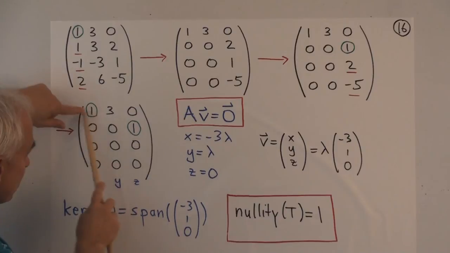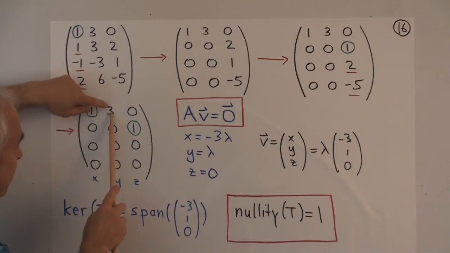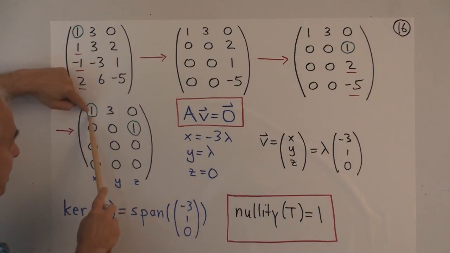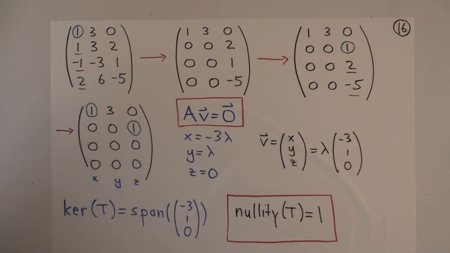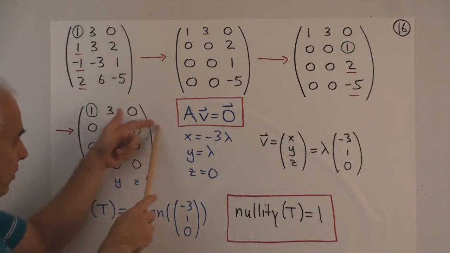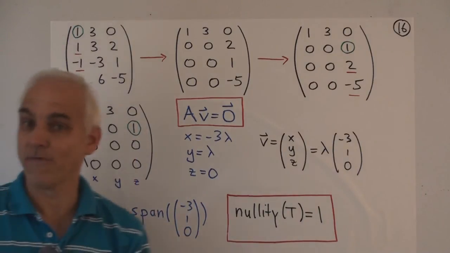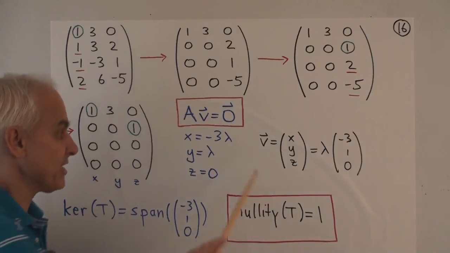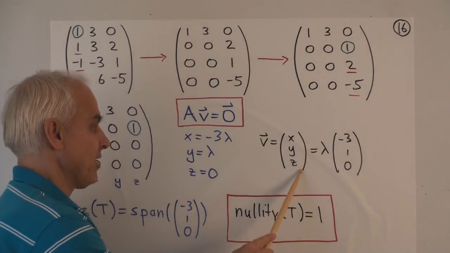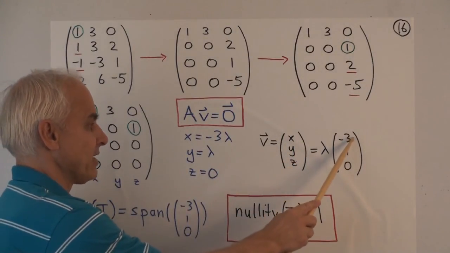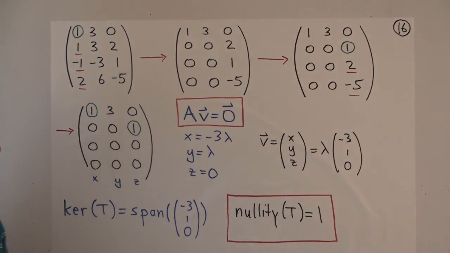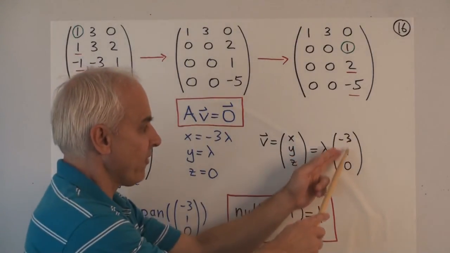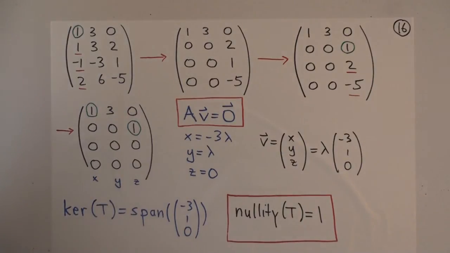And then we look at these equations. So this one reads x plus 3y equals 0. And so x would be equal to minus 3y, or minus 3 lambda, if y is lambda. And this one just would read z equals 0. No lambda involved there. And so the solution is the vector v is x, y, z. And in terms of lambda, it's lambda times (-3, 1, 0). That's telling us that all solutions to this equation are multiples of the vector (-3, 1, 0).